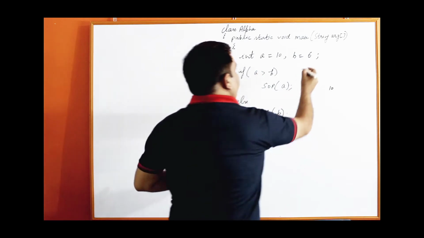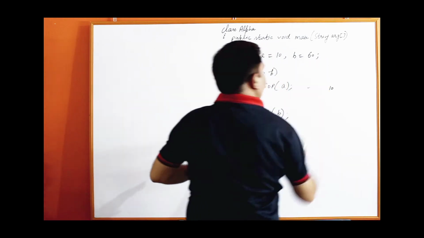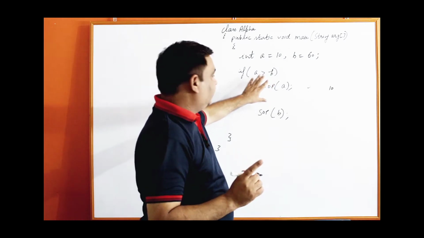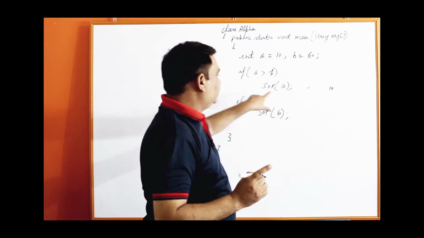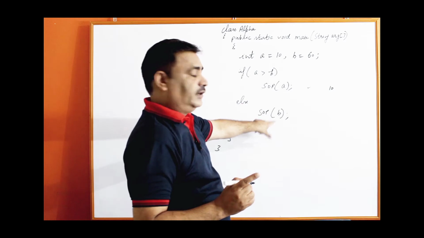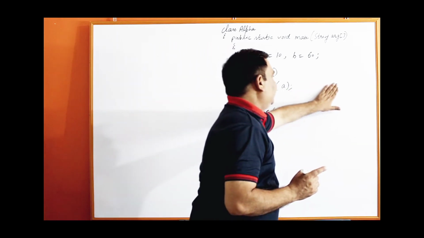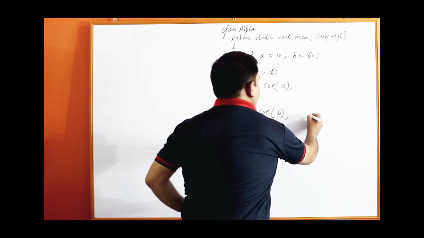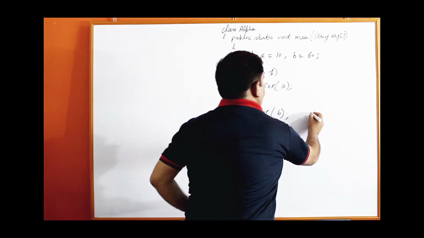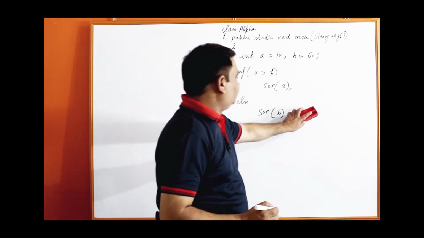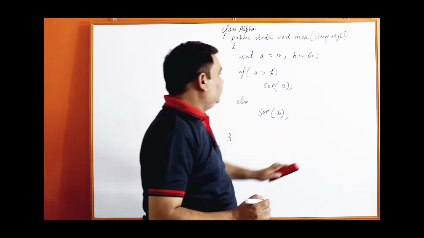If suppose the value of b is 60, then now 10 is greater than 60? No, the condition is false. So this statement will not execute, else will execute. If the condition is false, then else will execute. It will not print 10, it will now print 60, the value of b.